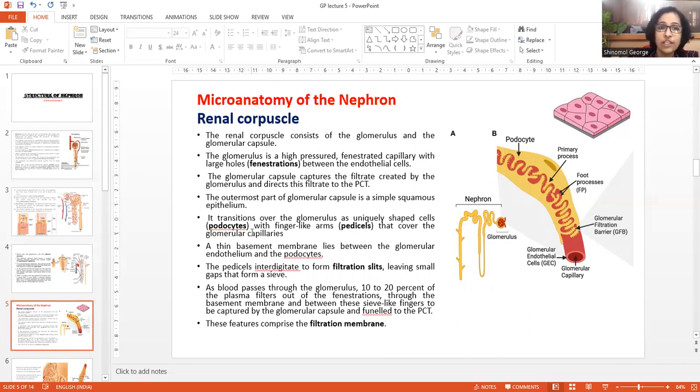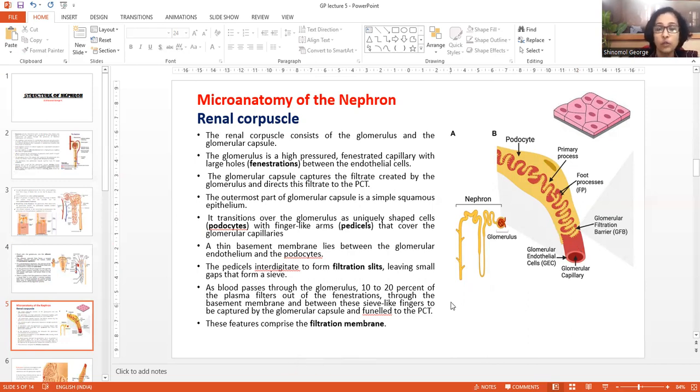The visceral layer over the glomerulus consists of uniquely shaped cells with finger-like arms. They are also called podocytes, with pedicels that cover the glomerular capillaries, and a thin basement membrane lies between the glomerular endothelium and the podocytes. The pedicels interdigitate to form filtration slits, leaving small gaps that form a seal.